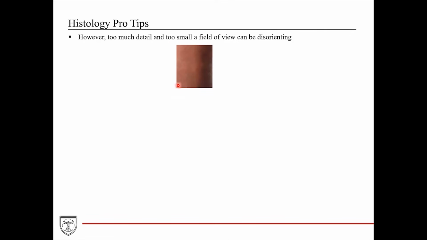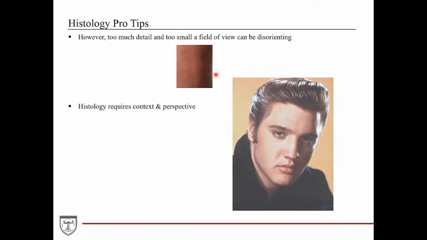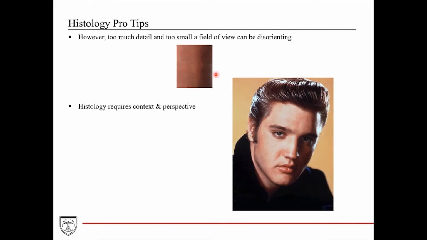Here's an example. We have no idea where this photo came from. There's just not enough context. So histology requires context and perspective. Speaking of, let's zoom out. And we can see now that this photo came from the bridge of the nose of a fairly well-known actor, Elvis Presley. The next tip, the same types of tissues can appear differently.